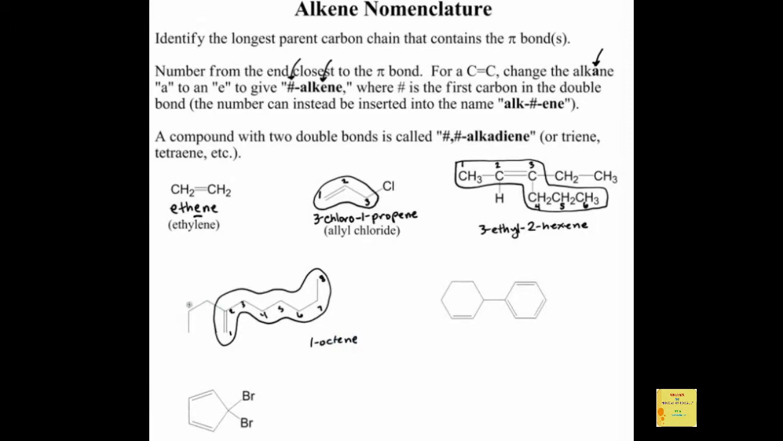And at carbon 2, we have a 1, 2, 3 carbon chain. That's a 3-propyl. 3-propyl 1-octene. Now, we can incorporate a double bond into a cyclic structure as well.